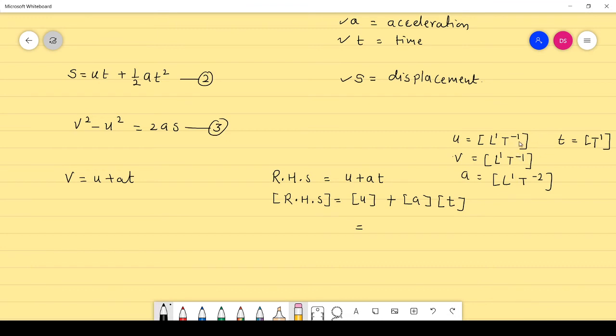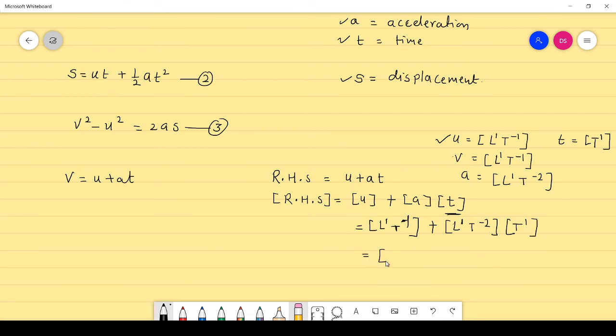Place the value of all these dimensions over here. So what exactly will you get? Dimensions of u I am writing, that is L raised to 1 T raised to minus 1. This minus sign is important, right? Then plus sign. Dimensions of acceleration, that is L raised to 1, right? T raised to minus 2, into dimensions of this factor t. T is equal to what? T raised to 1, right?